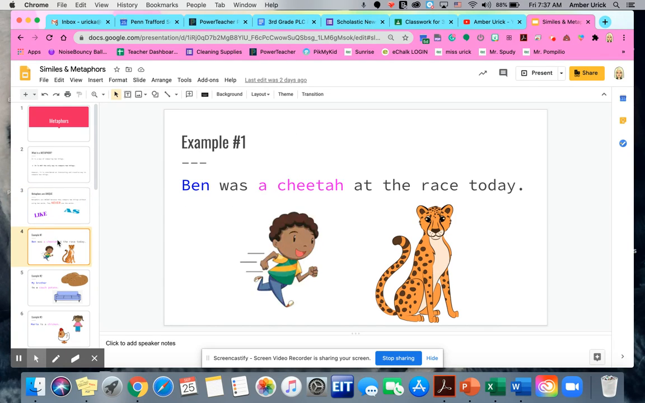Example number 1, Ben was a cheetah at the race today. So here's Ben and here's a cheetah. Why on earth are they comparing Ben to a cheetah by saying Ben was a cheetah at the race today? How on earth is Ben a cheetah at the race today? They're comparing Ben to a cheetah by saying that he was a cheetah because he was running as fast as a cheetah, because a cheetah is one of the fastest animals on the planet.